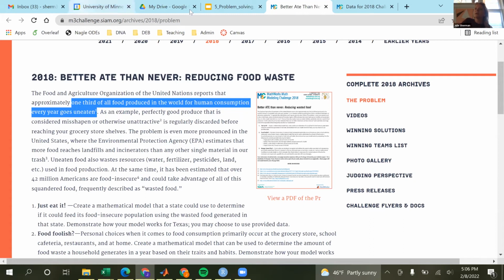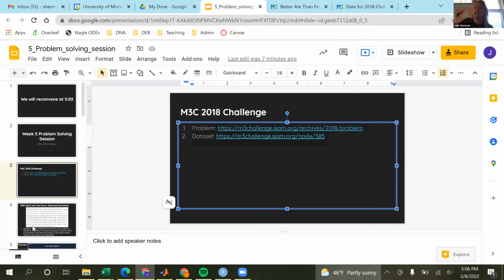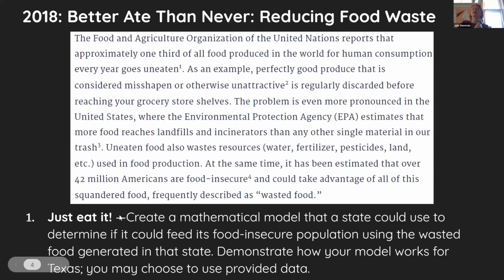So I guess I skipped over that. This is then the slide. The first problem asks us to create a mathematical model that a state could use to determine if it could feed its food insecure population using the food that is wasted in that state. It asks us to specifically demonstrate how our model works in Texas.